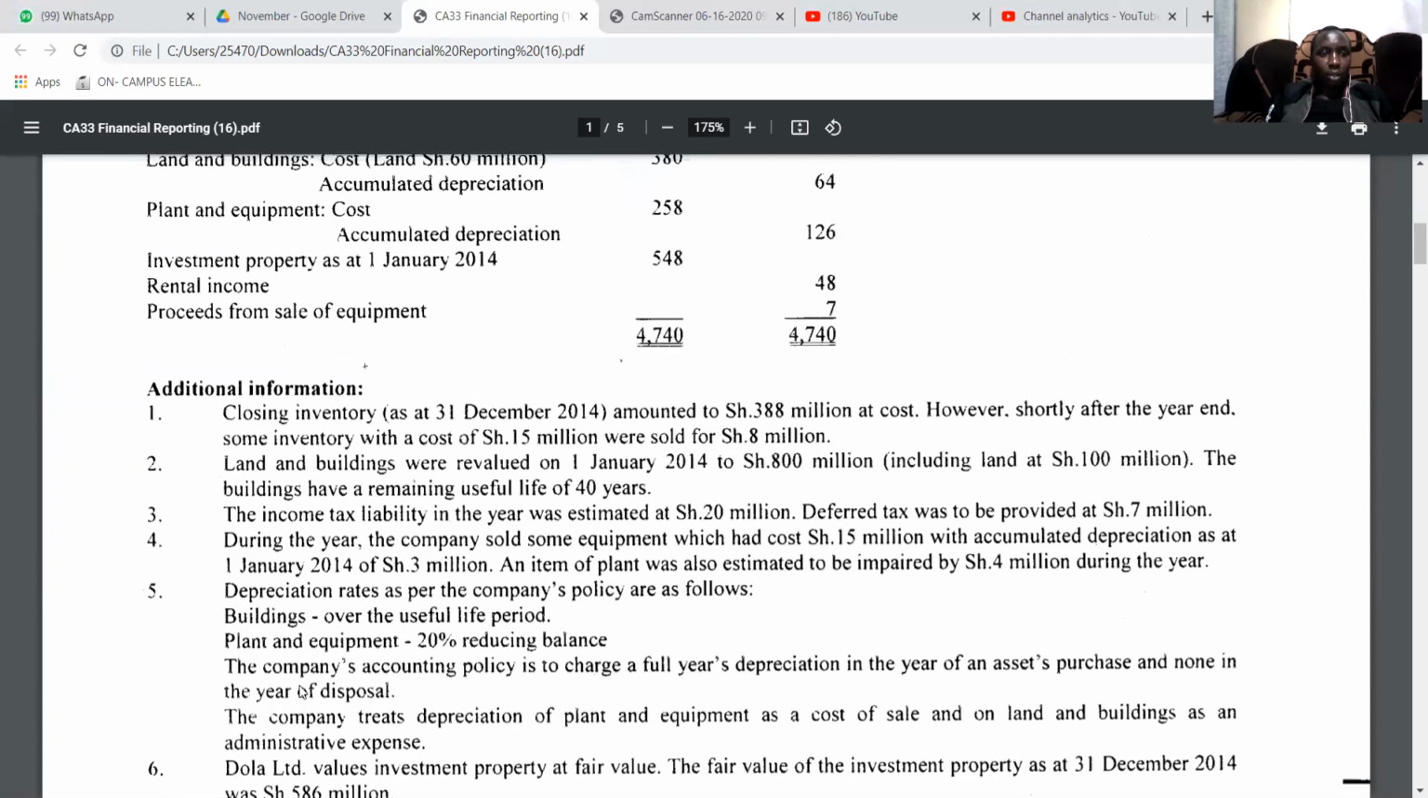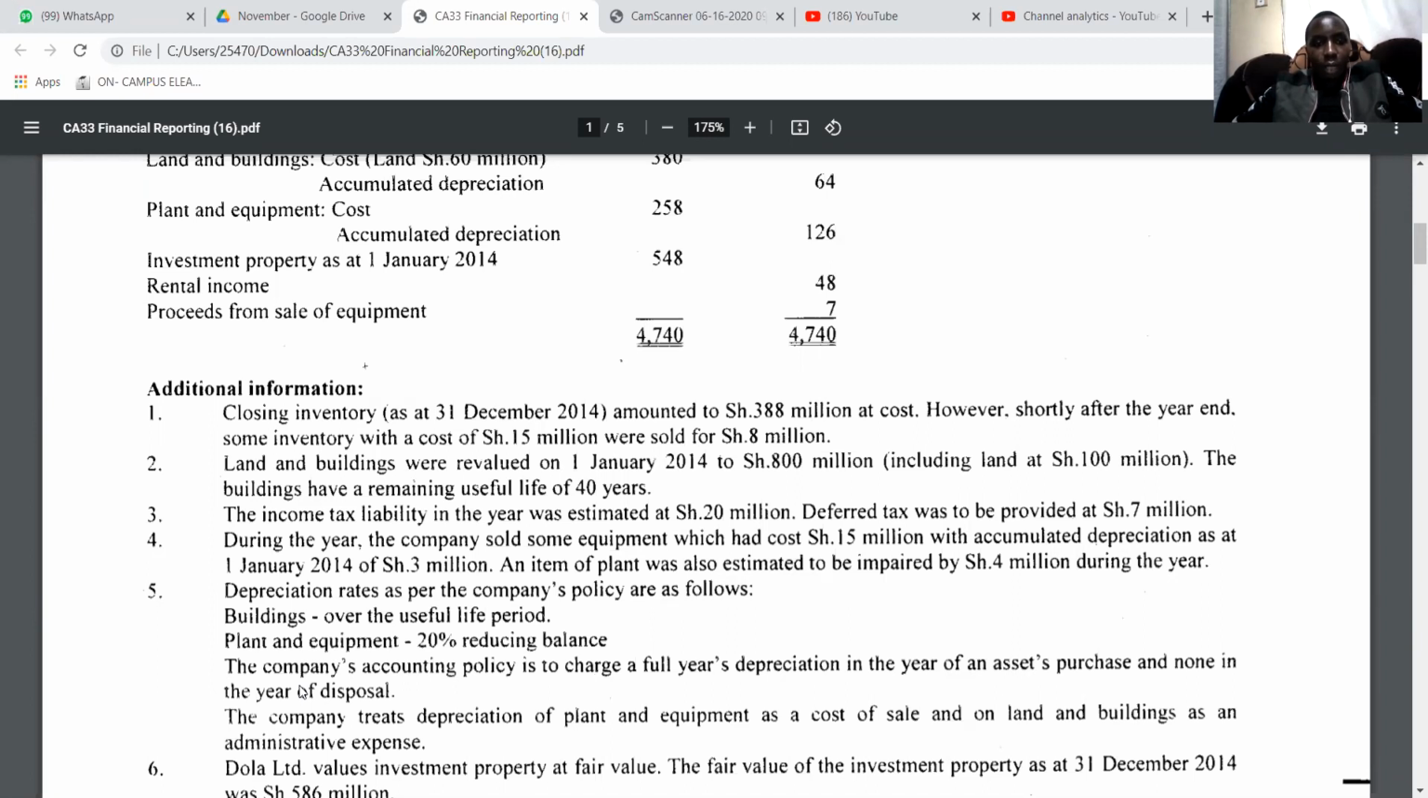Then in the additional information you are told that closing inventory amounted to 388 million at cost. However, shortly after the year end, some inventory with a cost of 15 million was sold for 8 million. So the main thing you would be checking under this inventory, before I move to additional information number 2, is this. Remember that I said inventory we measure using which standard?